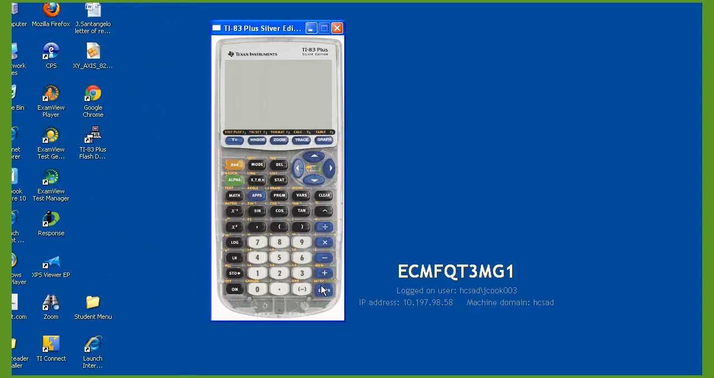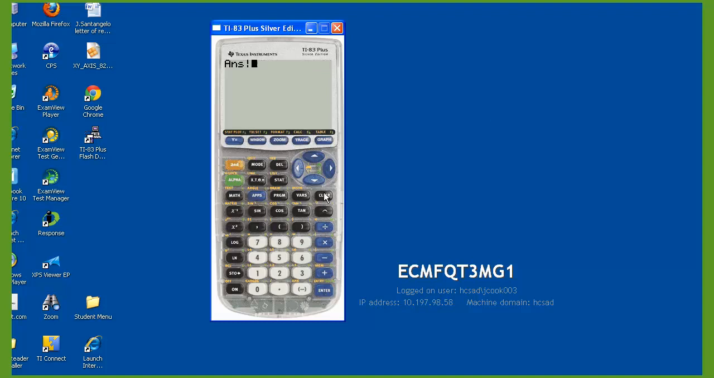Alright, so what I'm going to do is go to the math key. Here's your math key, and it would help to turn it on first. And I'm going to go over to PRB. And you see here, there's the permutation key. Here's factorial. So I'm going to go down to factorial.